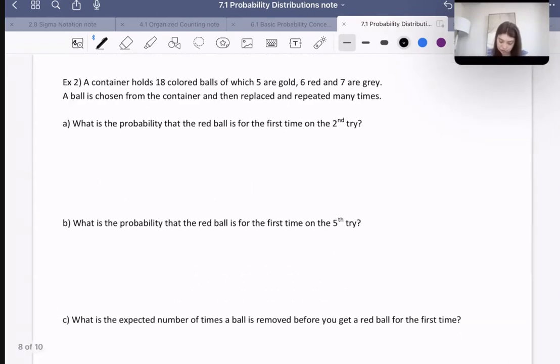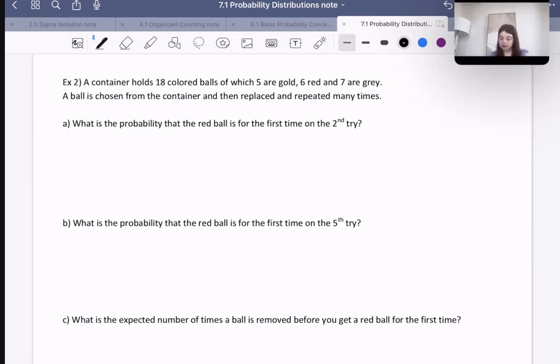Let's do 2 more examples. The second example says, sorry, a container holds 18 colored balls, 5 of which are gold, 6 red, and 7 are gray. A ball is chosen from the container and then replaced and repeated many times. So actually, we had this example with the binomial distribution earlier, right? So this is the same example. They're just going to ask us questions related to the geometric distribution.